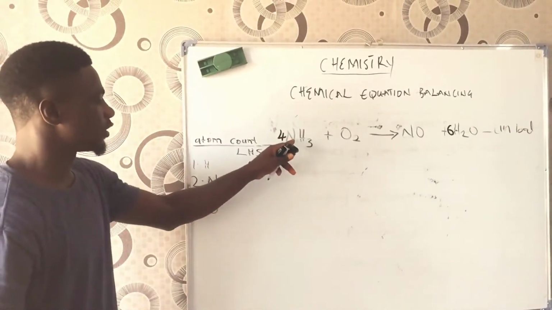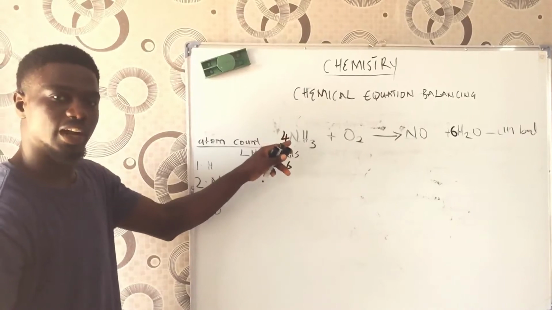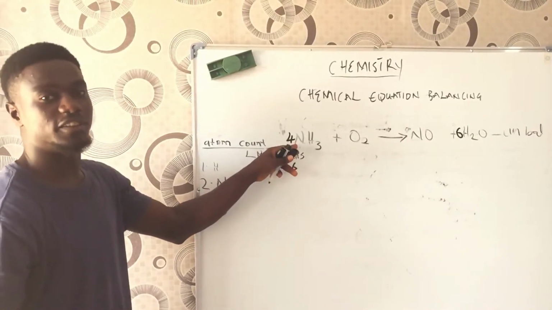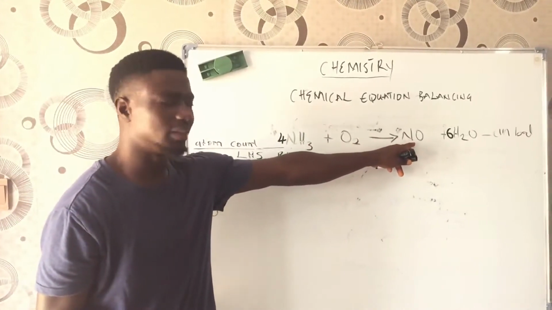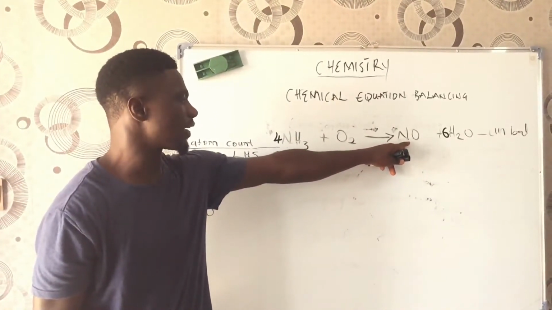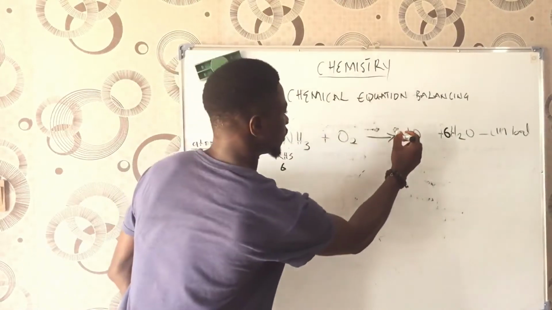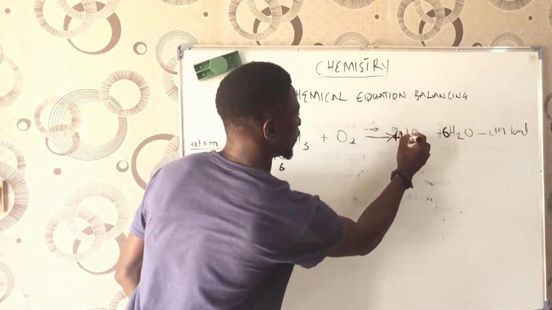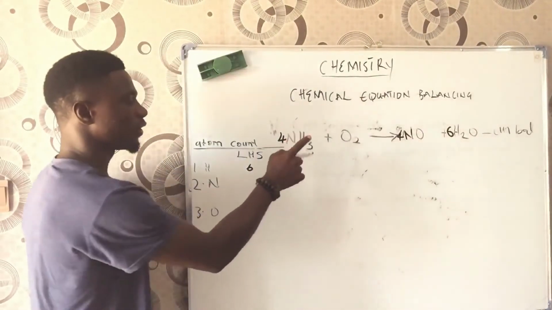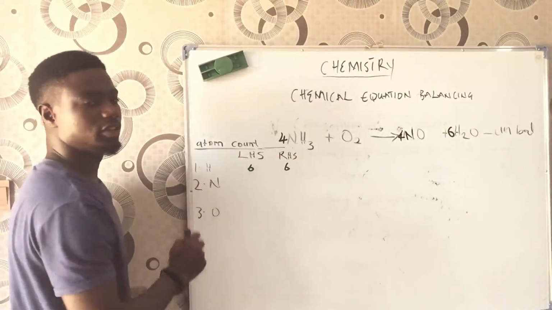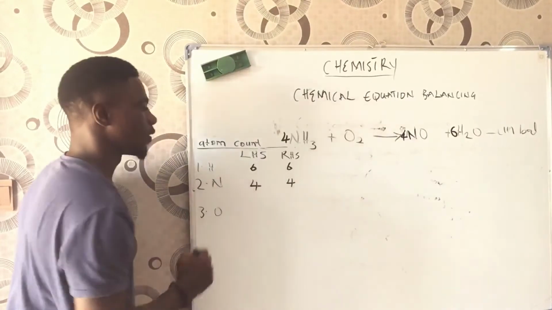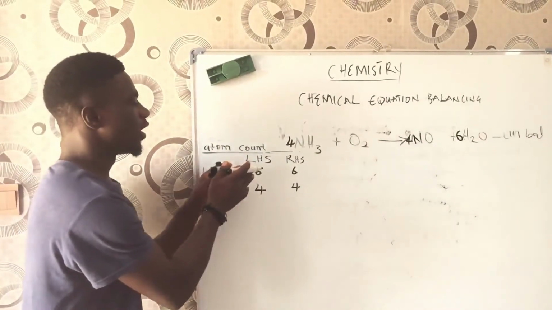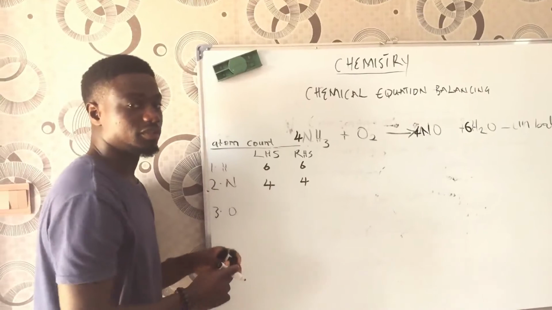Now, going on to balancing nitrogen, we're already having 4 nitrogen on the left hand side, which is the reactant. So for you to balance that on the right hand side, that's the product, you add a 4. It gives us 4 nitrogen on the right hand side and 4 nitrogen on the left hand side. So we are now having 4, 4. This corresponds to the law of conservation of mass.